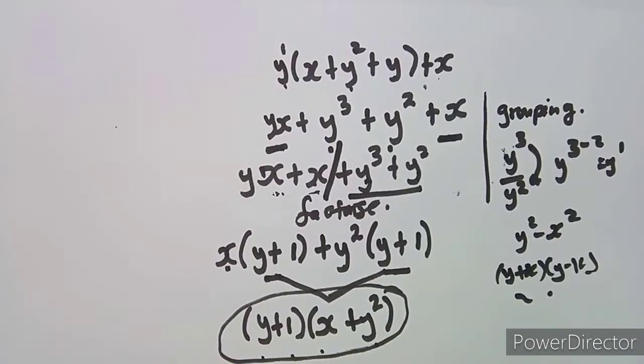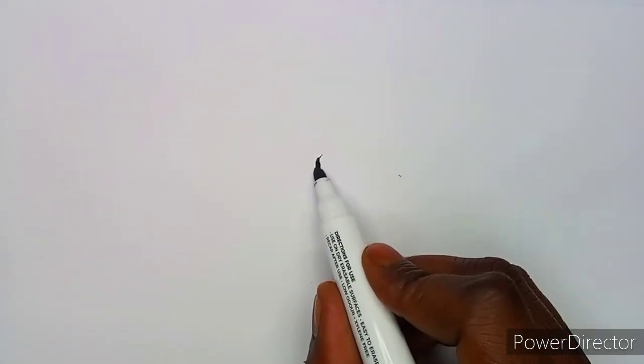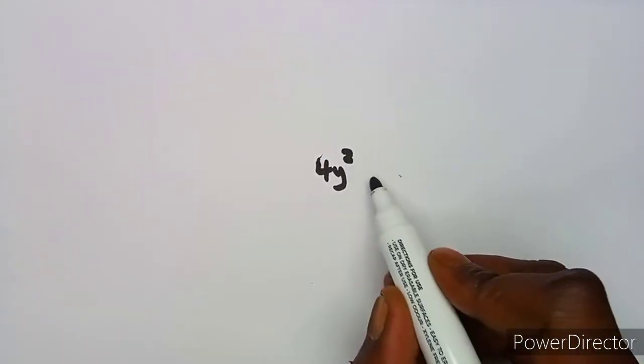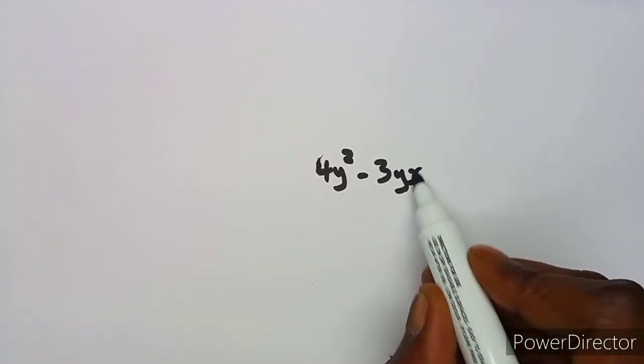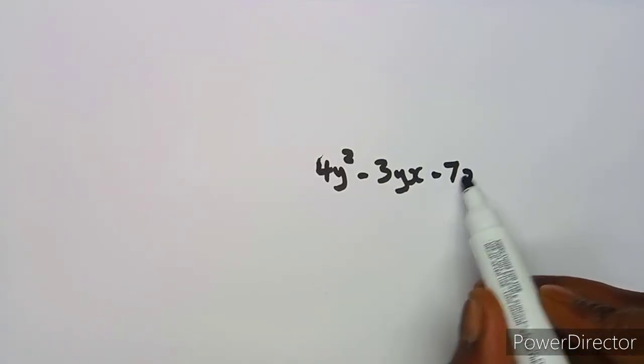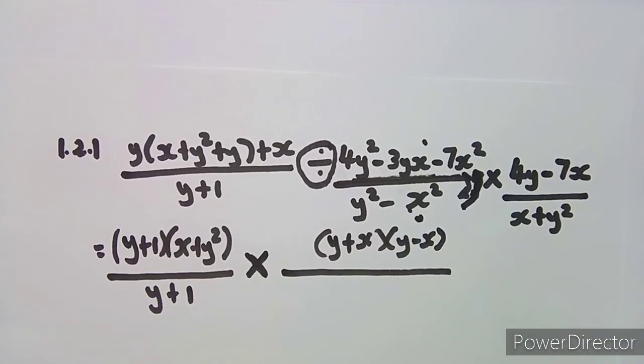All right. So we have got this part here. Let me just write it. It is 4y squared minus 3yx minus 7x squared. This is what we have here. So how can we factorize such type of an expression? What can we do to factorize such type of an expression?